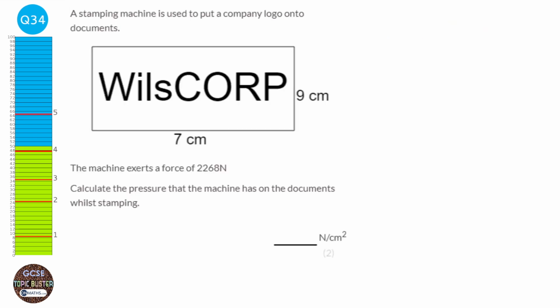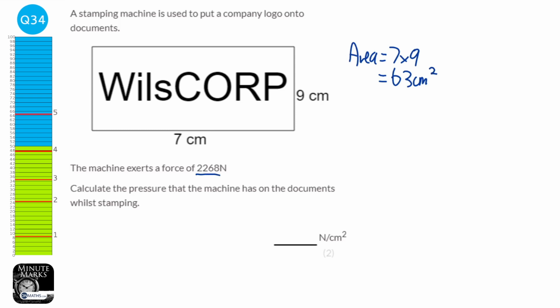To find the pressure, we need the area and the force. And we're given the force in the question, and so all we need to do is find out what the area is, which will be the 7 times the 9, which will be 63 centimetres squared. And the force is given to us in the question.